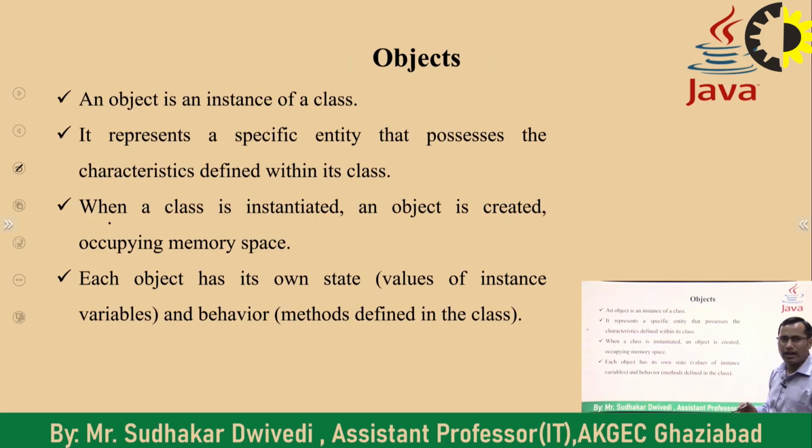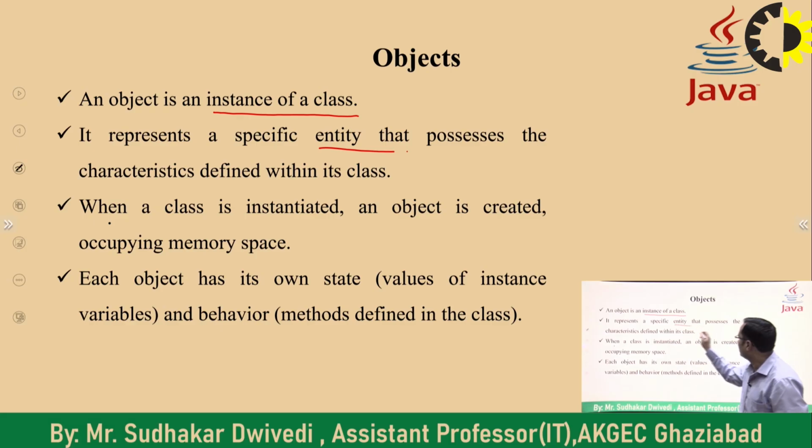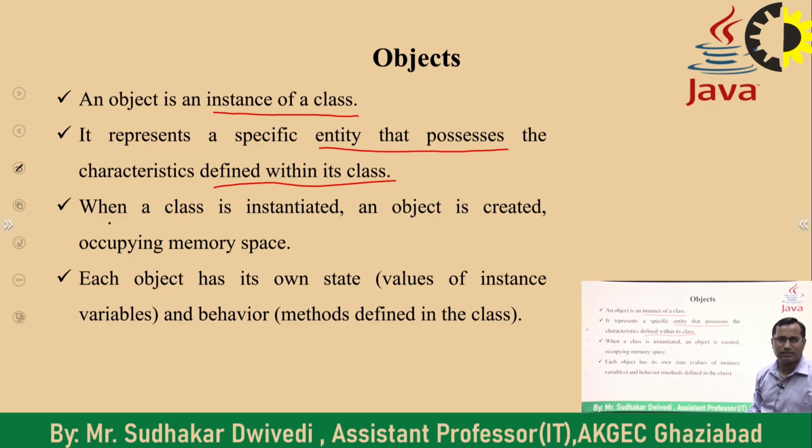Now, whenever we have a class, we have a template, so we can create an object of that type of class. So actually the object is an instance of the class. As I have said, an object is anything that has some attributes and properties. So the object is actually the physical reality of the class. It is an instance of the class. It represents the specific entity that has the characteristics defined within its class. So an object is an entity that is created from the class.